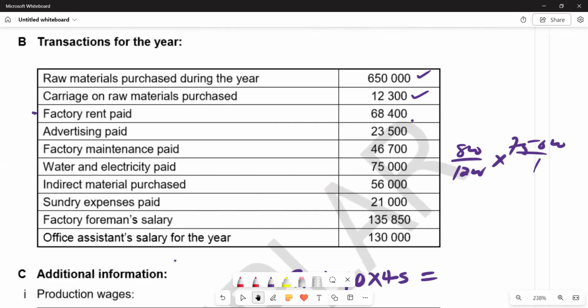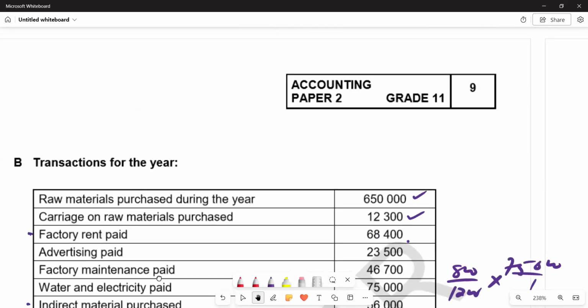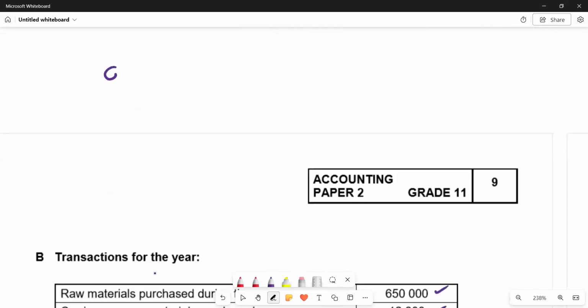After water and electricity, we've got indirect material purchased. For indirect materials, we are again going to use a formula. This is what was purchased, but what we want to calculate is the cost of indirect material. So we use the formula: opening stock of indirect materials, add purchases of indirect materials, subtract closing stock of indirect materials.